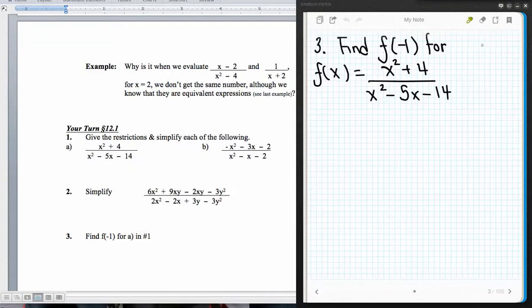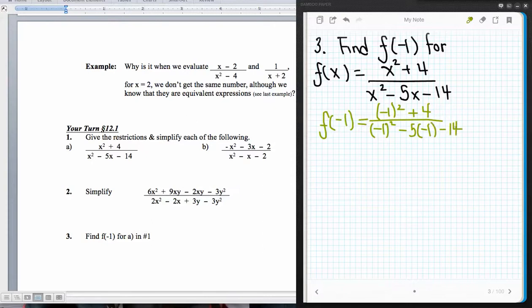We're going to find f of negative 1 for f of x equals x squared plus 4 over x squared minus 5x minus 14. That's problem number 1. Remember, this is just evaluating. So this says f of negative 1 is substitute in negative 1 wherever we see the x. So there's our negative 1 squared plus 4 over, and then we have negative 1 squared minus 5 times negative 1 and then minus 14.